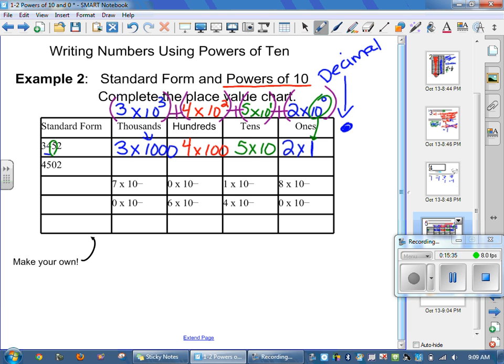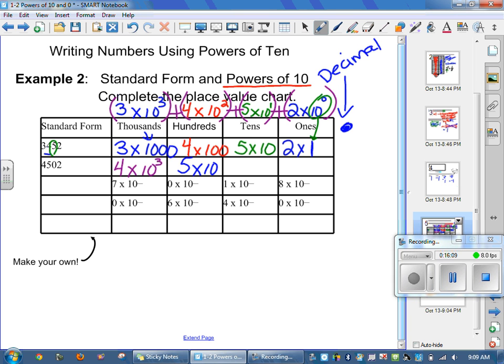Okay? Let's take a look and try the second one. How many digits are after the 4? 3. So I'm going to have 4 times 10 exponent 3. Let's look at the hundreds place. How many numbers are after the 5, including the 0? 2. So you're going to have 5 times 10, and there's 2 numbers, 2 zeros.